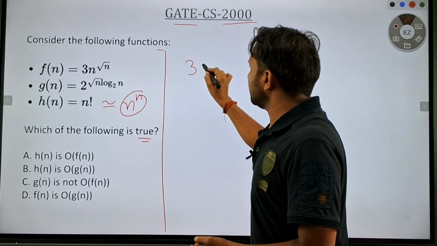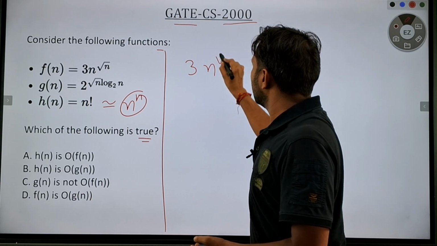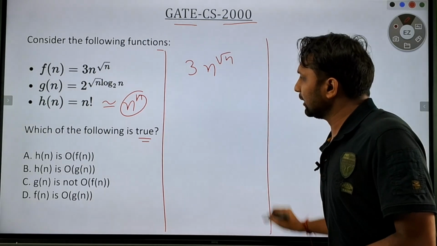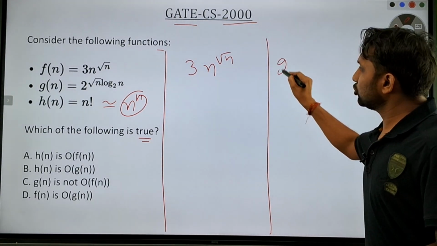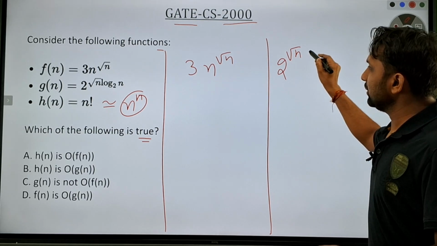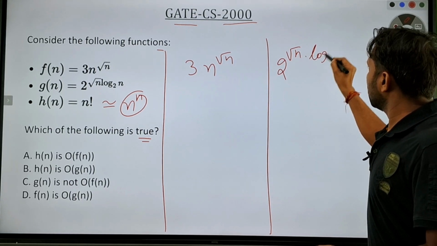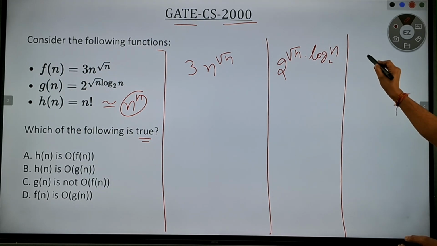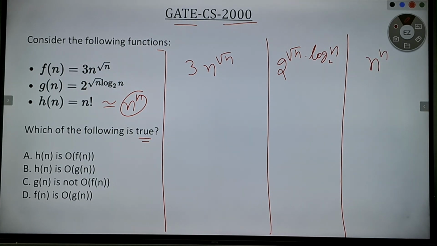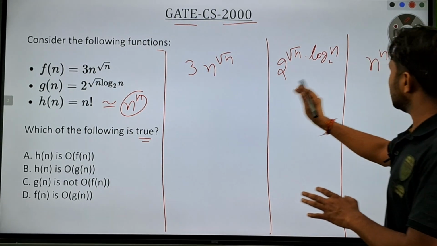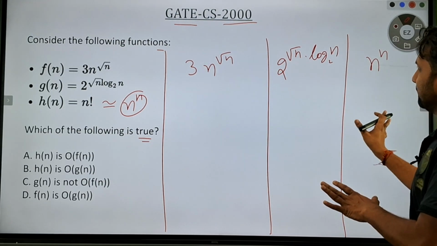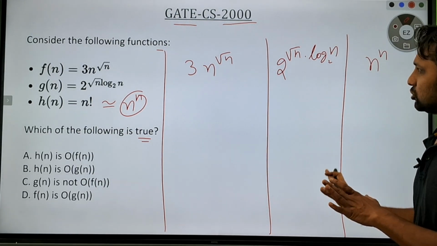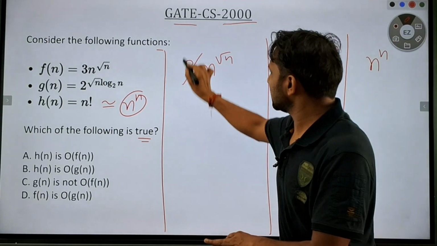Fn is n^3 into n power root n, and Gn is 2 power root n into log n, and Hn is n factorial, which is approximately equal to n power n. So now there is nothing common between them, if you can notice. So you can take the log and remove the constant factors also.